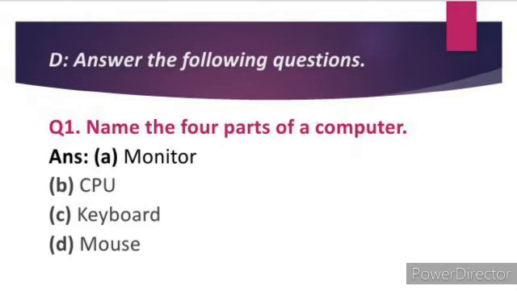Here are some more questions for you students from page number 18 and 19 of the book. And question number 1 is, name the 4 parts of a computer. And the answer is A. Monitor, B. CPU, C. Keyboard, and D. Mouse.